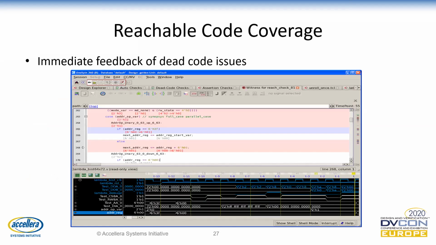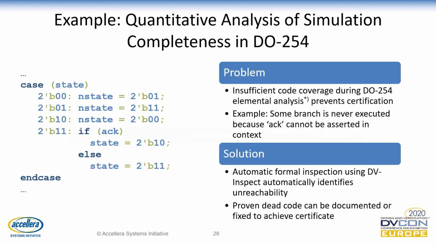As I pointed out already, formal is very good at finding dead code issues and running formal reachability analysis. You get immediate feedback of the dead code issues. And here is an example of it, for a quantitative analysis of simulation completeness in DO-254.